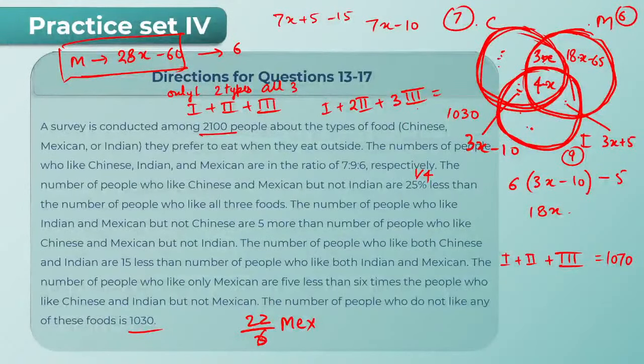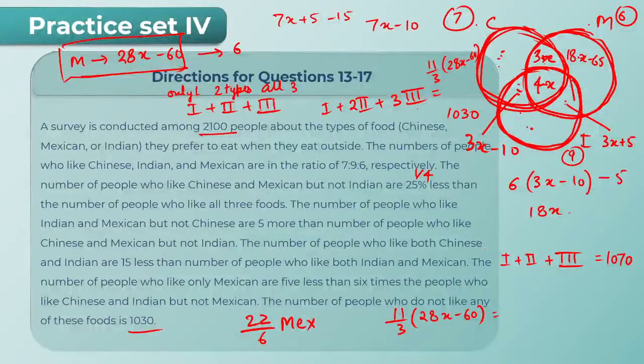So 22/6 times of Mexican. Sorry, it will be 22/6 of Mexican. ठीक है, 22/6 of Mexican. So can I say 11/3 of 28x minus 60 is this? ठीक है, so that is 11/3 of 28x minus 60, ठीक है.